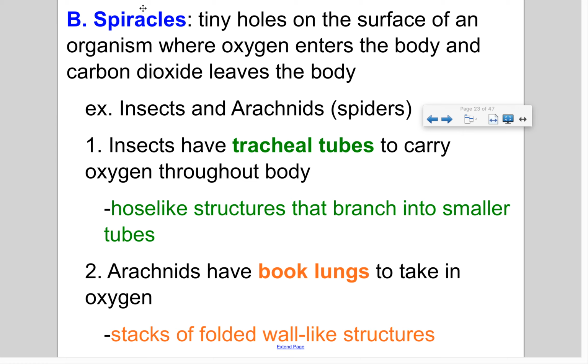Now, arachnids don't specifically have spiracles. They actually have something called book lungs that take in oxygen. It's just a bunch of stacks of folded wall-like structures used for taking in oxygen and getting rid of CO2.